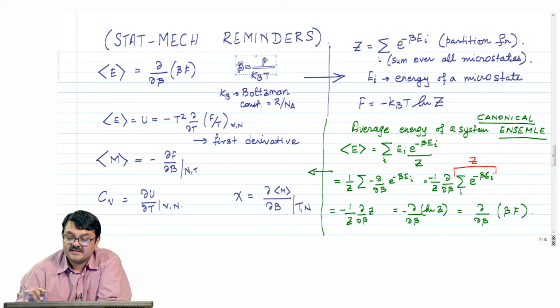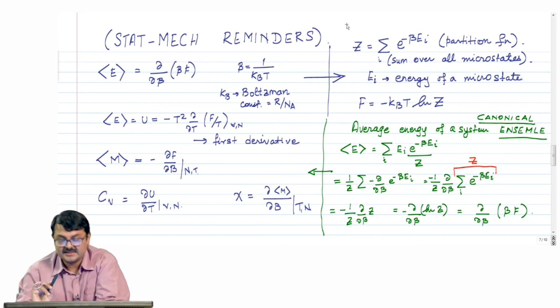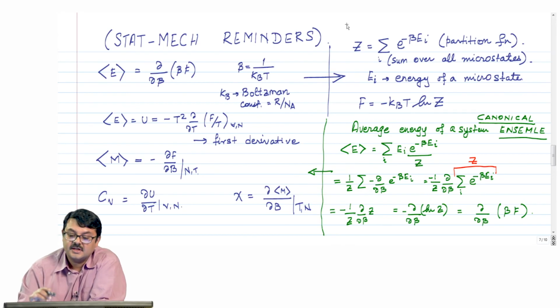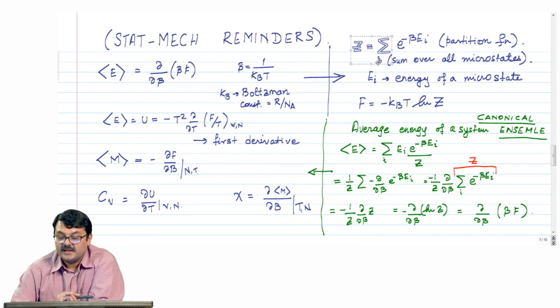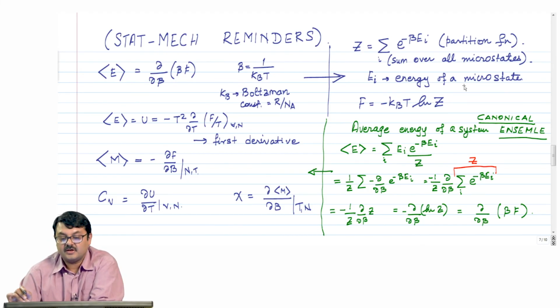I shall just remind you that Z is the partition function. Statistical, you must have at least come across the partition function in your stat phase 1 course. Z is the partition function and is defined as the sum of e to the power minus beta E_i, sum over i, where the sum is over all microstates that the system can access, and E_i is the energy of each microstate.